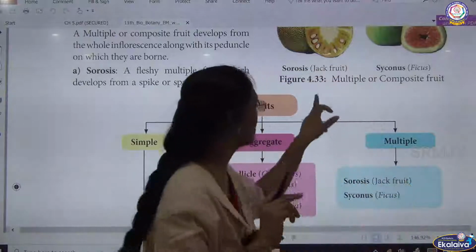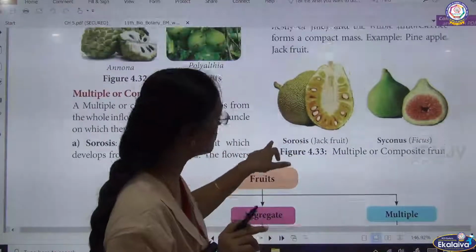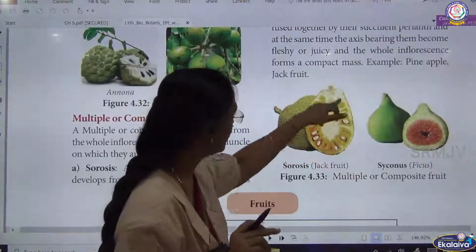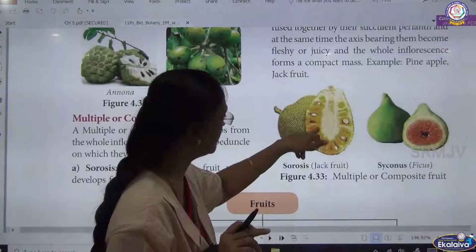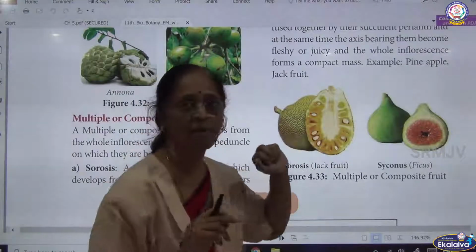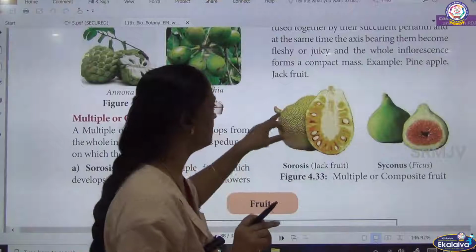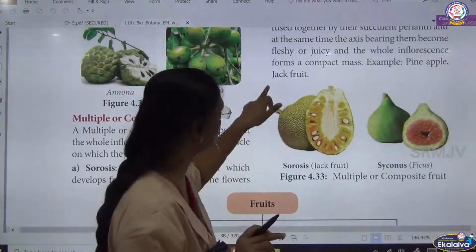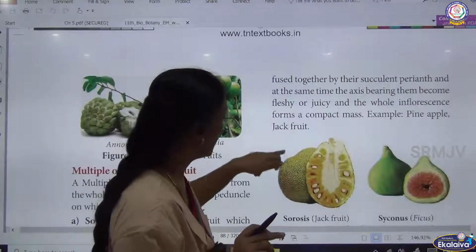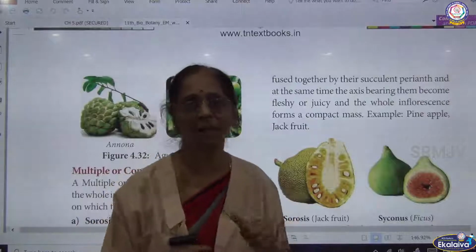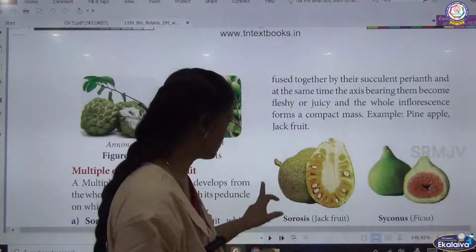In this picture you can see the multiple or composite fruit. This is the ficus and this is the jackfruit which we will have. You will find this is the bag, what we call the perianth, which is the edible part, and these are the stigmas which are there, the tough rinds. Such a kind of fruit is called a multiple fruit or a composite fruit.